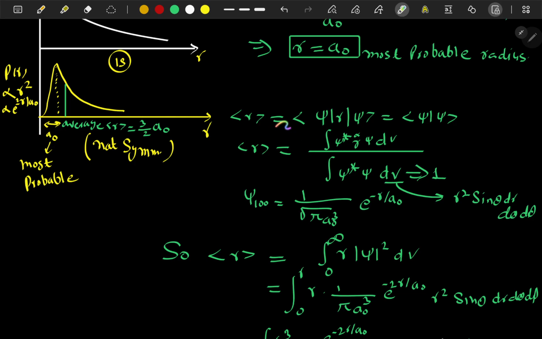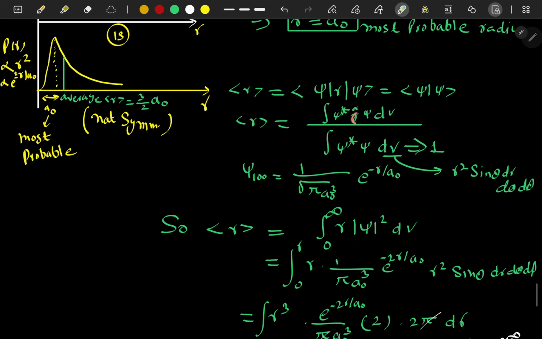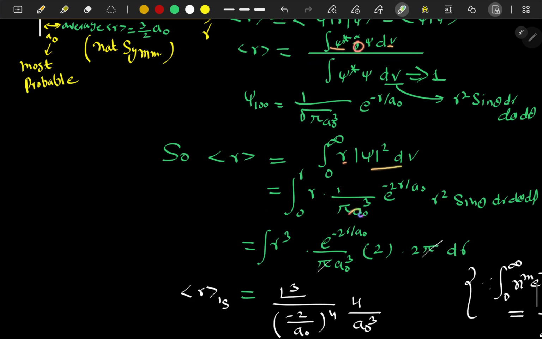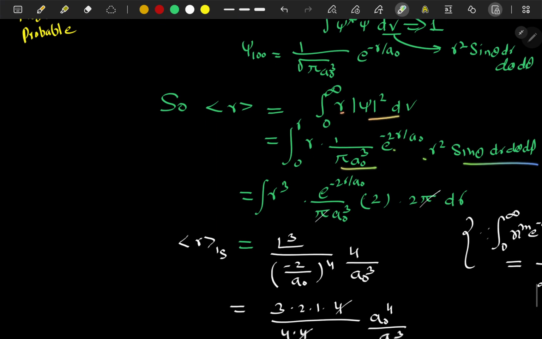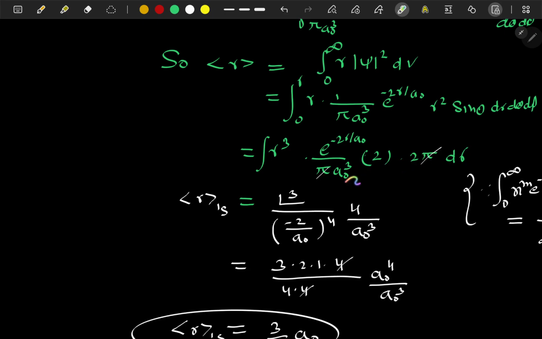Now the expectation value of r is ⟨r⟩ equal to ∫ψ* r ψ dv divided by ∫ψ* ψ dv, and this is normalization, so the denominator will be 1. And ψ100 is 1 upon root π a cubed e raised to minus r upon a naught. So the expectation value of r will be ∫ r ψ squared dv, with ψ squared being 1 upon π a cubed e raised to minus 2r upon a naught, and dv is r squared sin θ dθ dφ. The integral of sin θ dθ will be 2 and dφ will be 2π, so π will cancel out, and this will be there. Are you getting my point or not? Hope you are getting it.